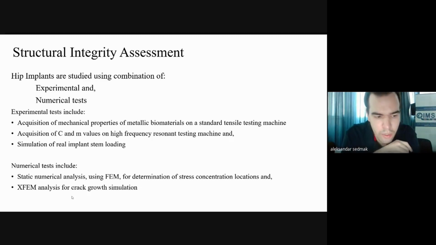Then numerical tests consider static numerical analysis for determining stress concentration locations. Where will you place the crack? And then for that purpose, the next step is an XFEM analysis, where you consider crack type defects and simulate crack growth.